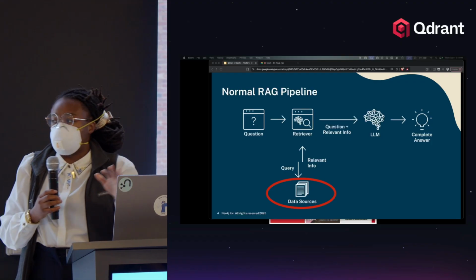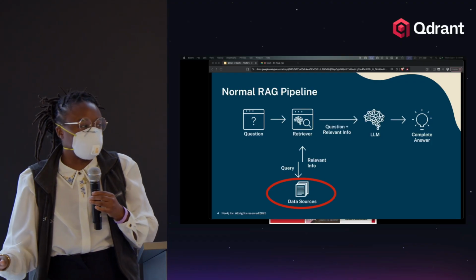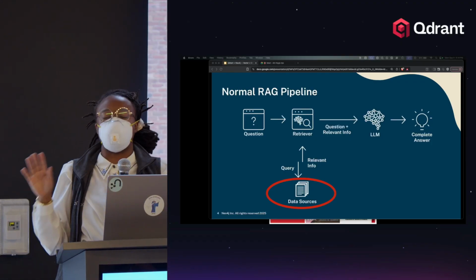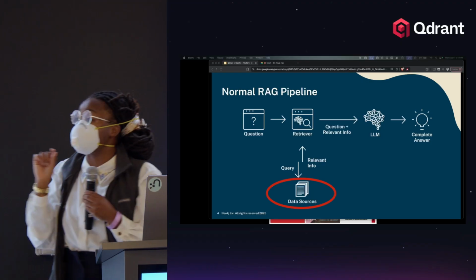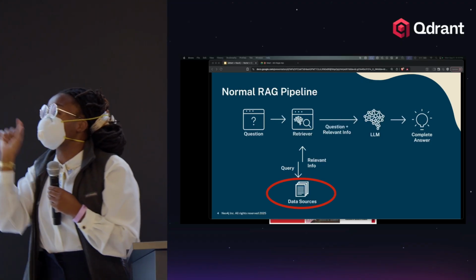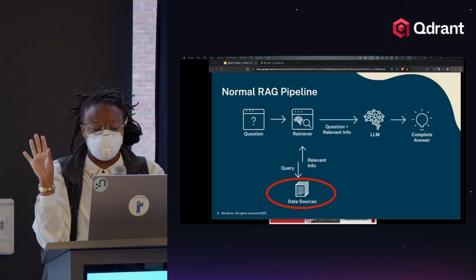Okay, so the normal RAG pipeline. I'm sure most people in this room know the normal RAG pipeline. I can totally skip this. But I actually see some people trying to get a little screenshot, so maybe I'll just go over it a little bit.